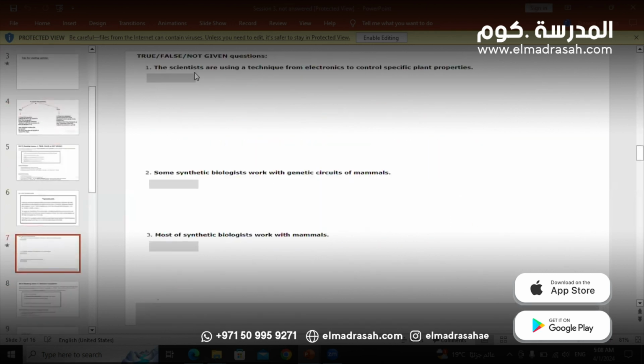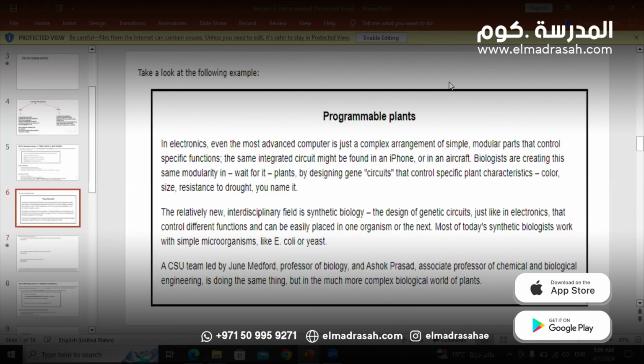we have a sentence like this. This is the first question here. I will capture 2 or 3 keywords, like here, scientists, technique, specific, plant properties. So these are the keywords that I should have in this question. And I will search for these keywords here in the first paragraph. Once I find them, I can answer the question easily. I can say this question is true, false, or not given.